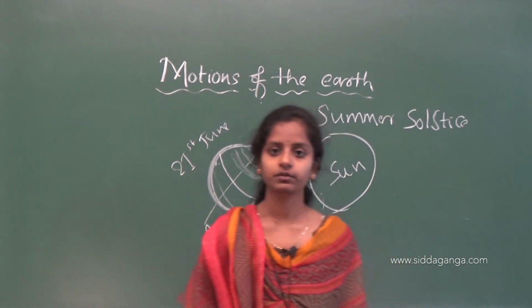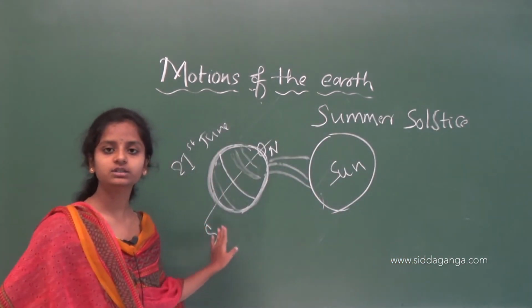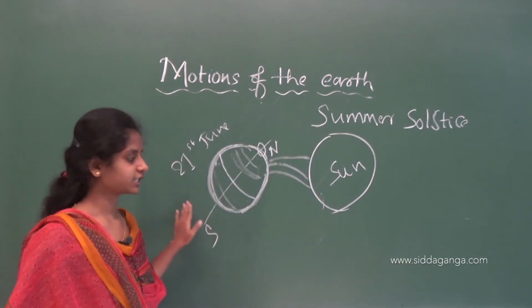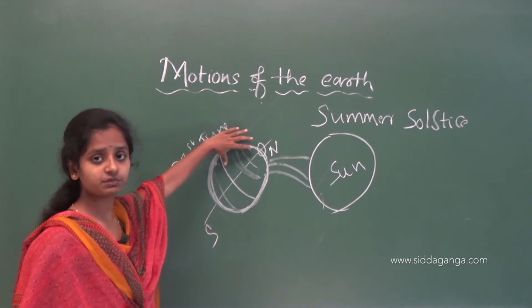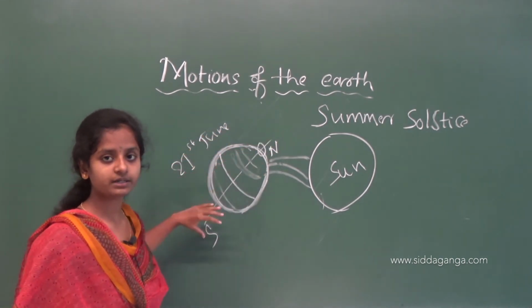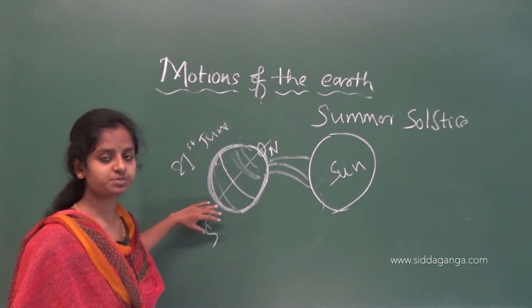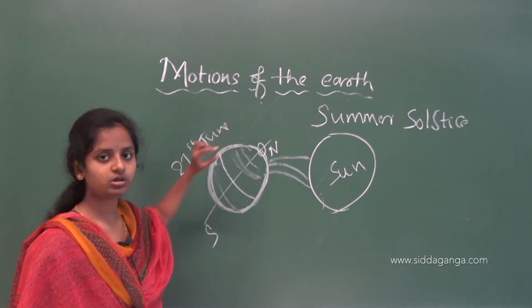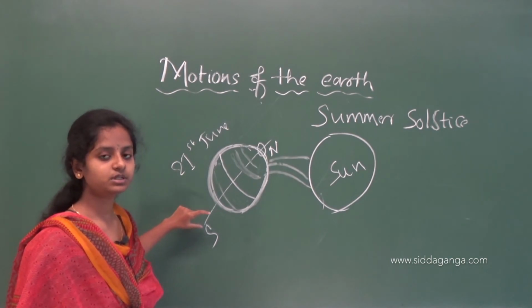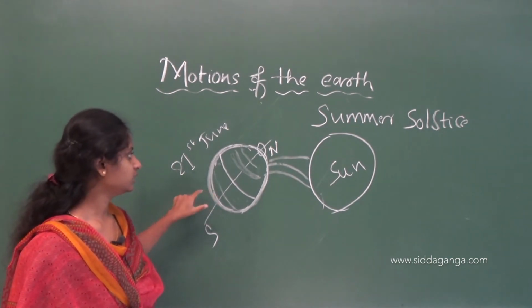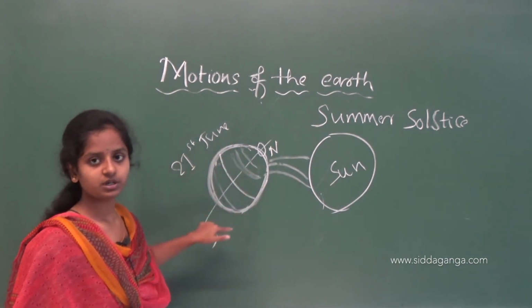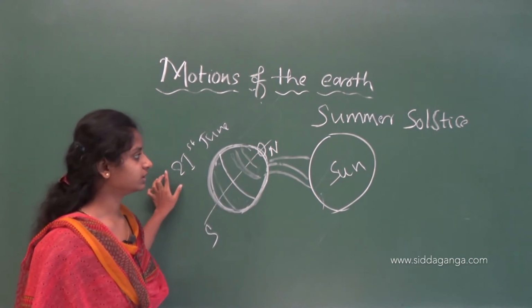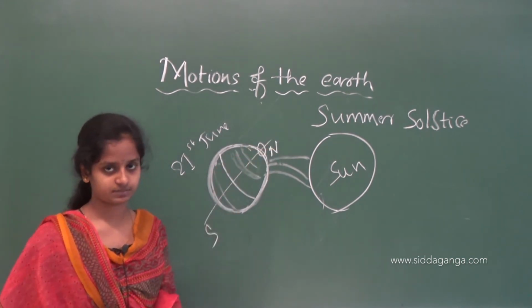Okay, so we call this position of the earth on June 21st, when the northern hemisphere experiences summer and the southern hemisphere experiences winter, where in the northern hemisphere the days are longer and in the southern hemisphere the nights are longer, the summer solstice.